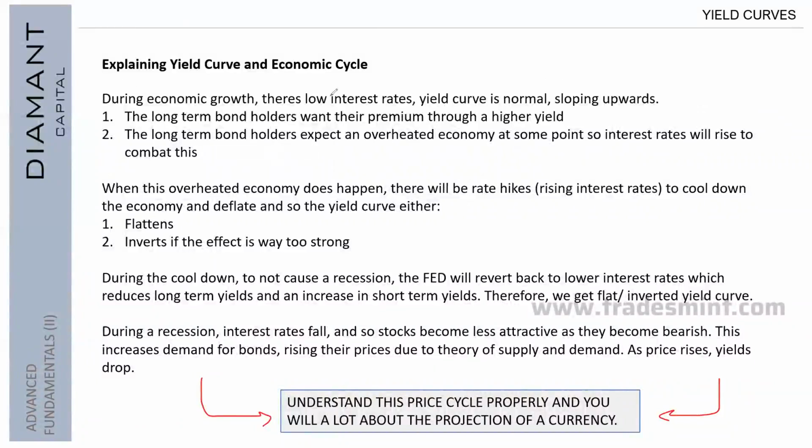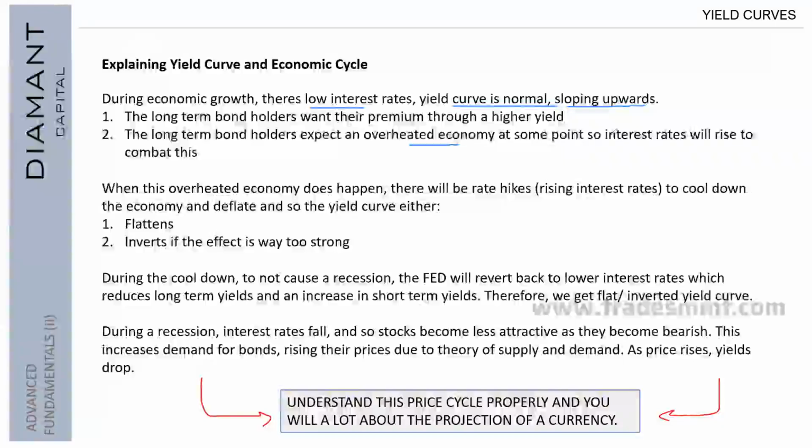So during economic growth, there's low interest rates. The yield curve is normal and it's sloping upwards. So the longer term bond holders want their premium through a higher yield. The long-term bond holders expect an overheated economy at some point, so interest rates will increase to combat this. So you've got to refer back to inflationary conditions. What happens when the economy is growing at a pace where inflation increases and everything? They expect an overheated economy, and what's the result of that?